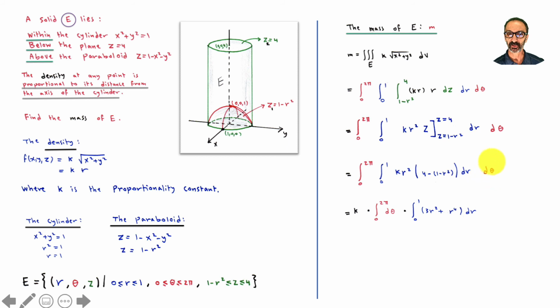Integrate, or you could separate. There is nothing here that talks about theta, not even the limits, so you could take this to the side as another factor. We took the k all the way out. This is a simple integration, which gives 2 pi. And you do the math, and the answer is 12 pi k over 5. That should do it for this problem. Let's move on.